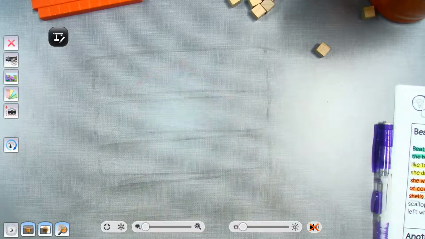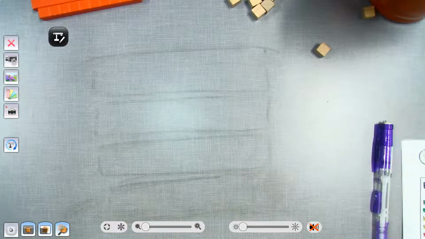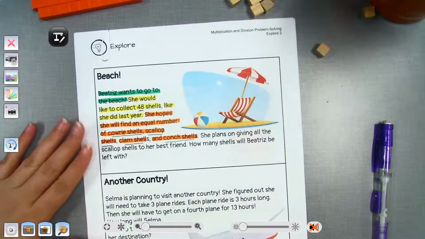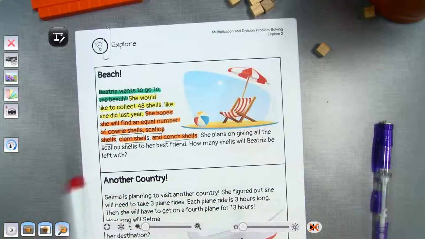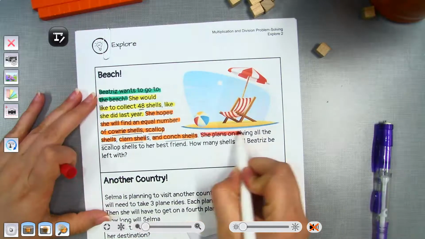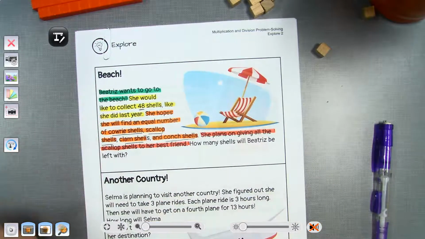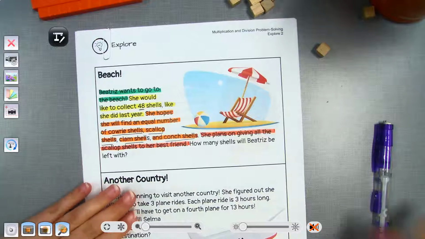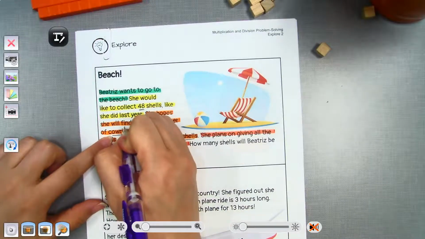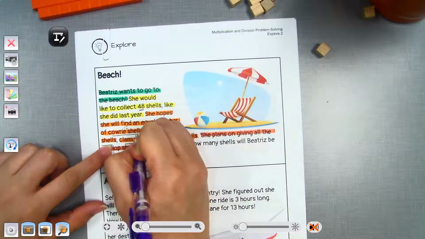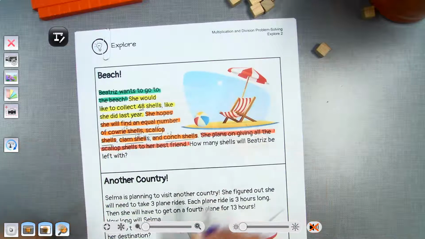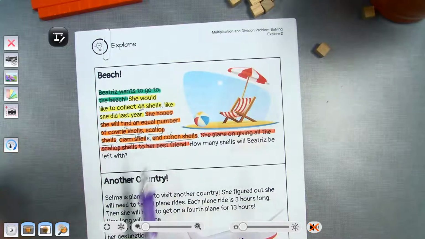Clean it up later. Okay. So I'm not done because it still has more. It says she plans on giving all the scallop shells she has to her best friend. So I know that each of these shells, there's 12 of them. Okay. So she's going to give her scallop shells all to her friend.